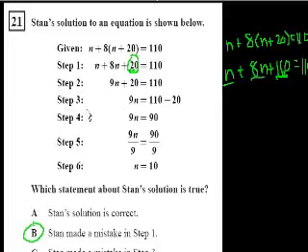Unfortunately, all that other work that he did is going to be wrong because of his mistake.